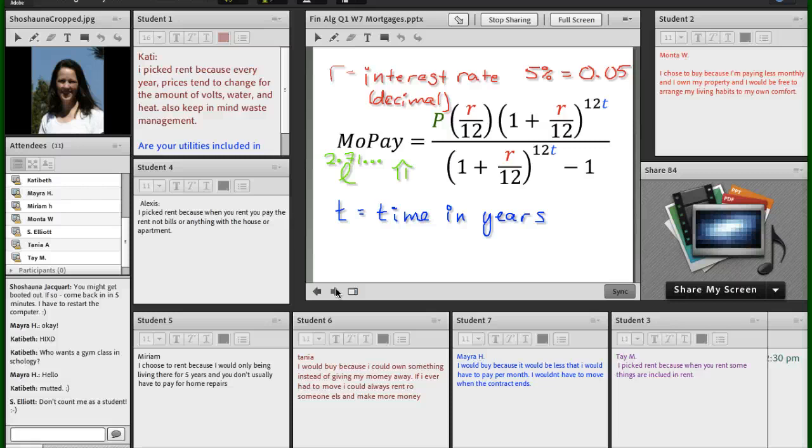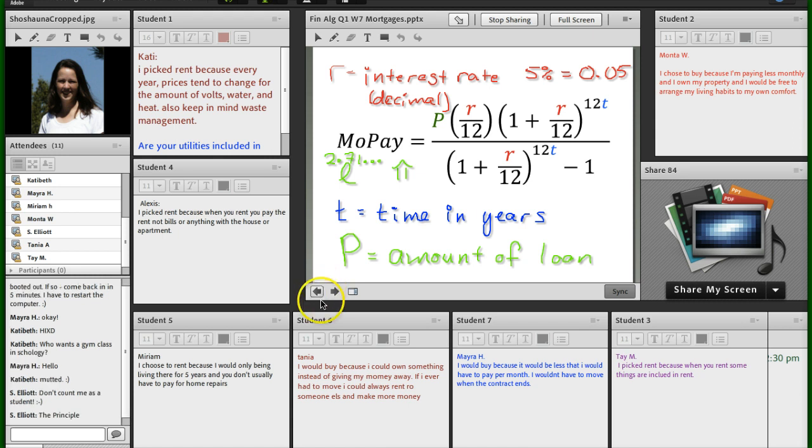And so then the other one was P, and P is how much for the original loan. It's the amount. This is the total amount of the loan. So memorize that formula because you need it on the next page.